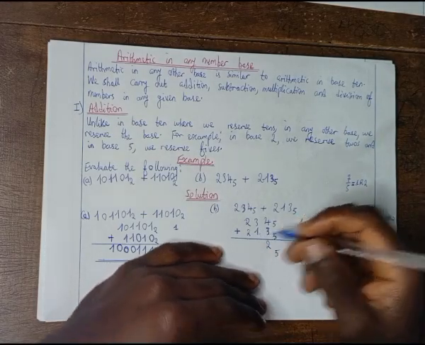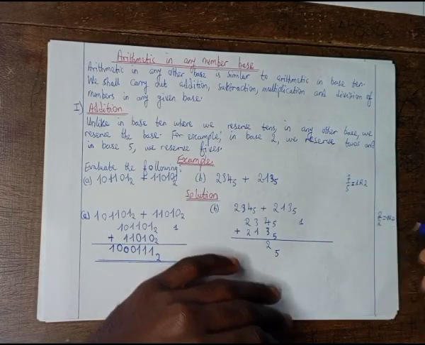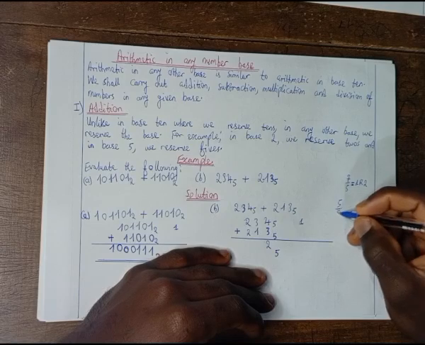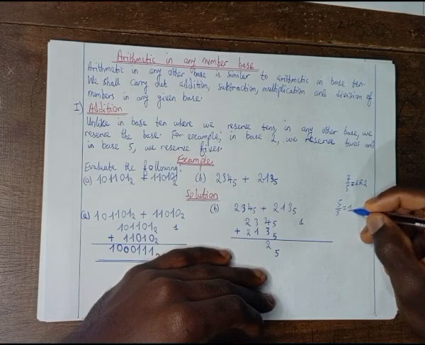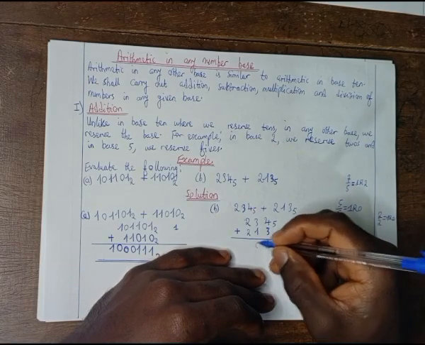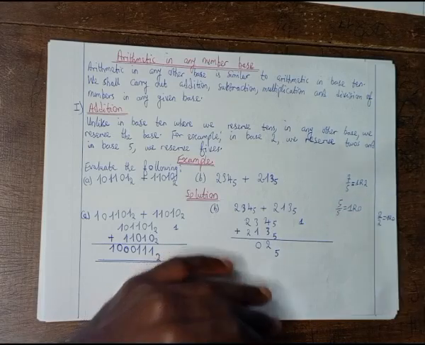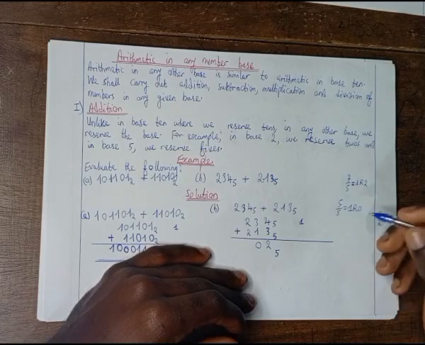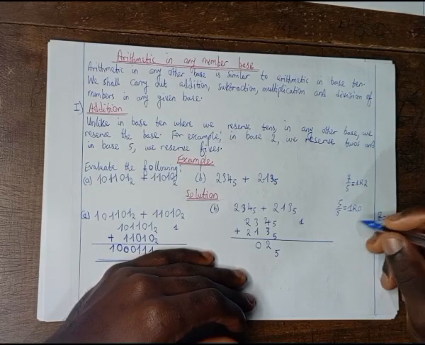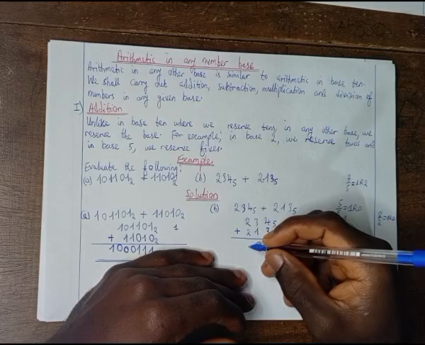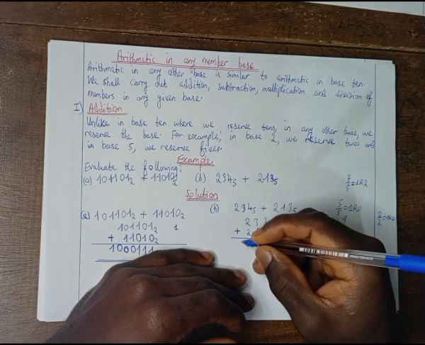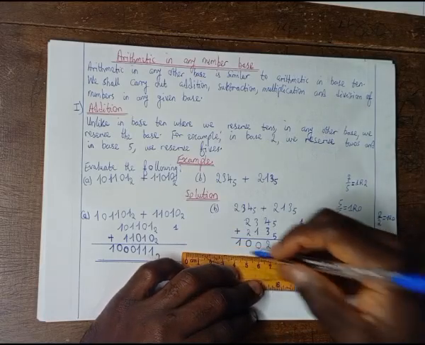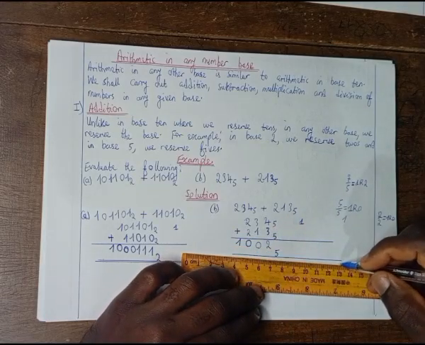3 plus 1 gives us 4, plus the 1 we carry gives us 5. In base 5, we cannot make use of the digit 5. So 5 divided by 5 gives us the whole number part of 1 and the remainder of 0. We write down 0, we carry 1. 2 plus 2 gives us 4, plus the 1 we carried gives us 5. 5 in base 5 is simply 1 remainder 0. So we write the remainder here 0, then the whole number, and we are done. This is the result. We underline the answer.